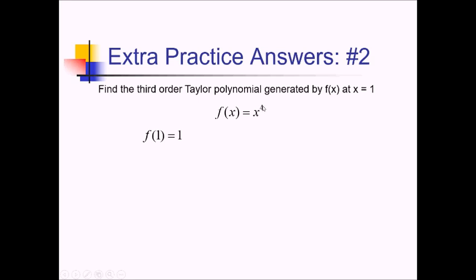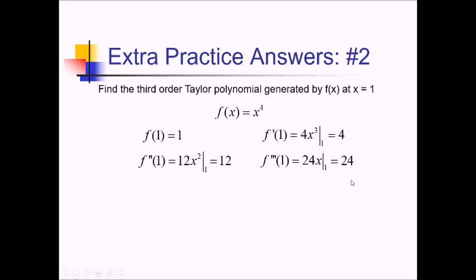So that's going to be using our power rule here: 4x cubed. Plugging 1 into that, that's 4 times 1 cubed, which is 4. For the second derivative, we're going to have 12x squared. Evaluating that at 1 just gives us 12. And for the third derivative, we have 24x. Evaluated at 1 is just 24.